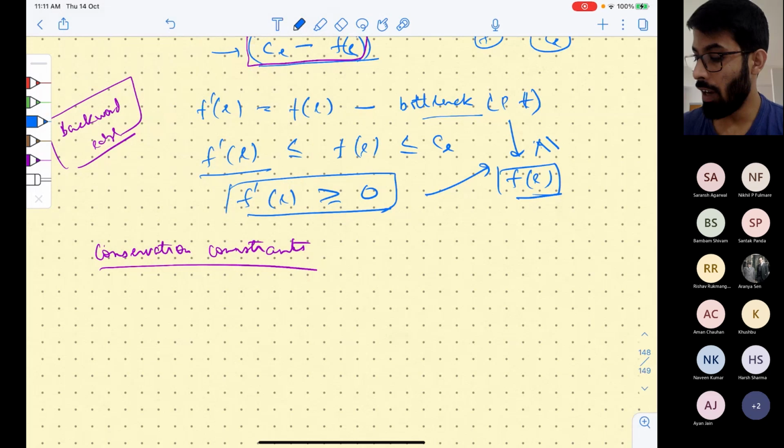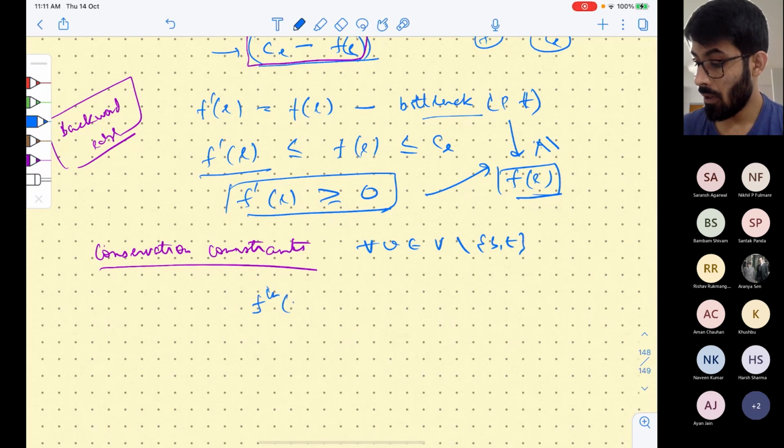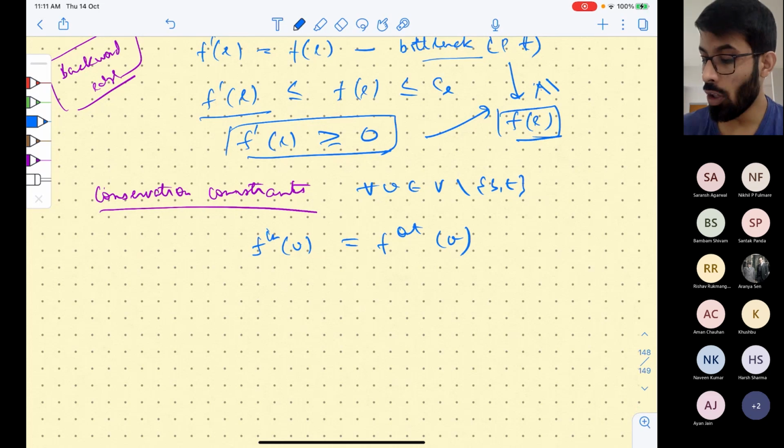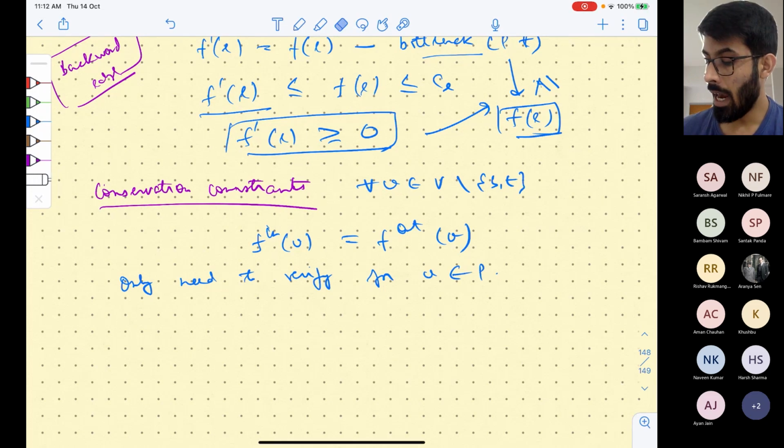And again, we need to verify that for all V belonging to V minus S comma T, we have this constraint that F in of V is equal to F out of V, right? This is what the conservation constraint says. And now you will have 4 cases. Of course we only need to verify for V belonging to P, in the path. And for those V, now there will be 4 cases.